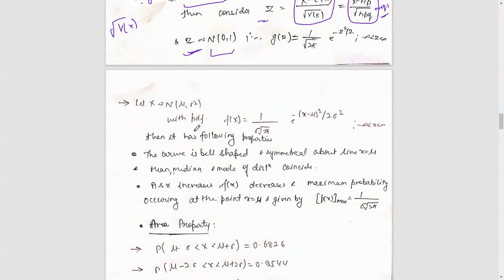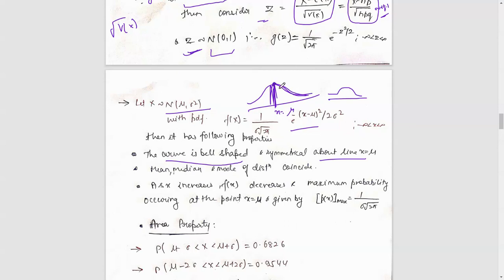So overall, let's see some properties too, which we discussed. If X follows normal (mu, sigma squared), then the curve is bell shaped. Obviously, we see that this is the bell shaped curve, symmetrical about x equal to mu. We also saw that the mean, median and mode of the distribution coincide at the same point, on this particular line. As x increases, f(x) decreases. You can see that as x increases, f(x) decreases after some point. This particular point is where the probability density is the maximum.